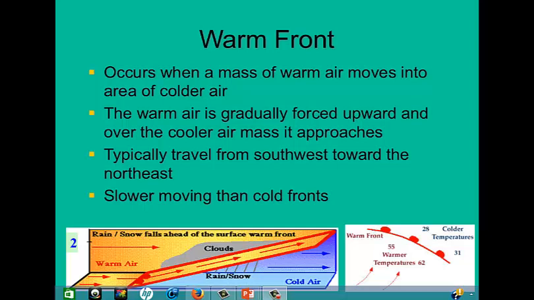You can see clouds form at the base of the front, and as you can see in the right-hand diagram, the symbol for this warm front on the map is a straight line with half circles that are filled in. Warmer air is behind the front line, and colder temperatures are ahead of the line itself.